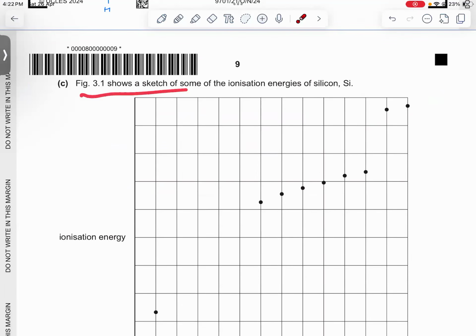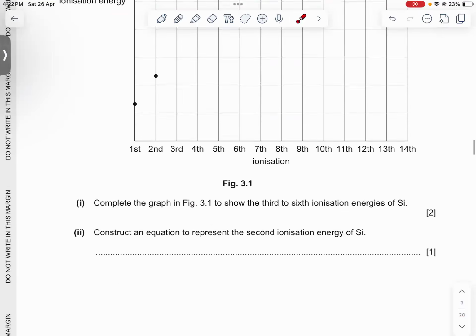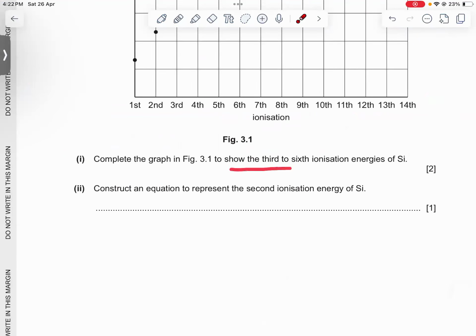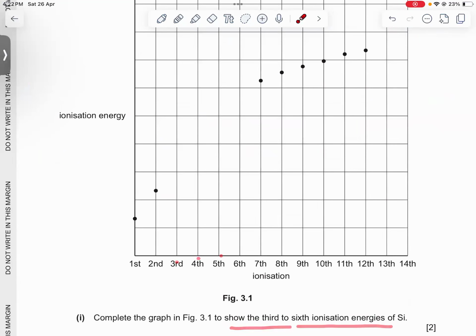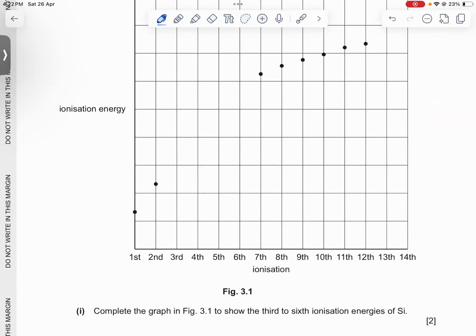Figure 3.1 shows a sketch of some of the ionization energies of silicon. Complete the graph in figure 3.1 to show the third to sixth ionization energy of Si. Third, fourth, and fifth are not drawn. The reason why is because they want us to be smart. So third ionization energy should require more energy than the second, and fourth ionization energy should require more energy than the third. But silicon only has 4 electrons in its outer shell. Then it has the next electrons in its inner shell. And because of that, the jump should become drastic. So there should be a very long jump over here.